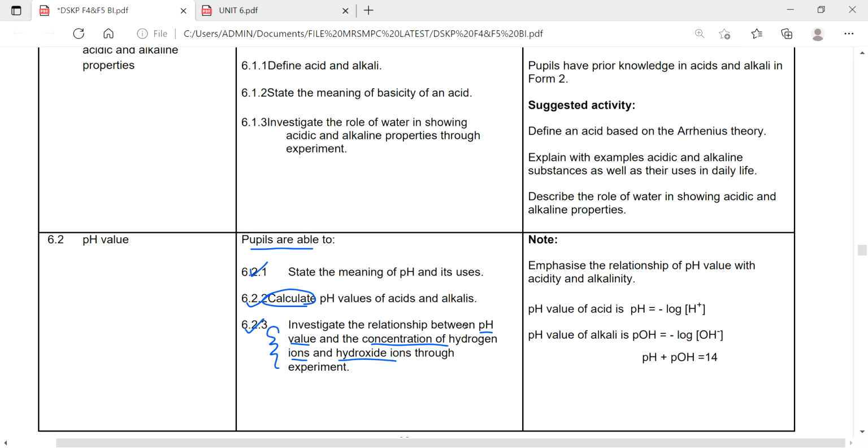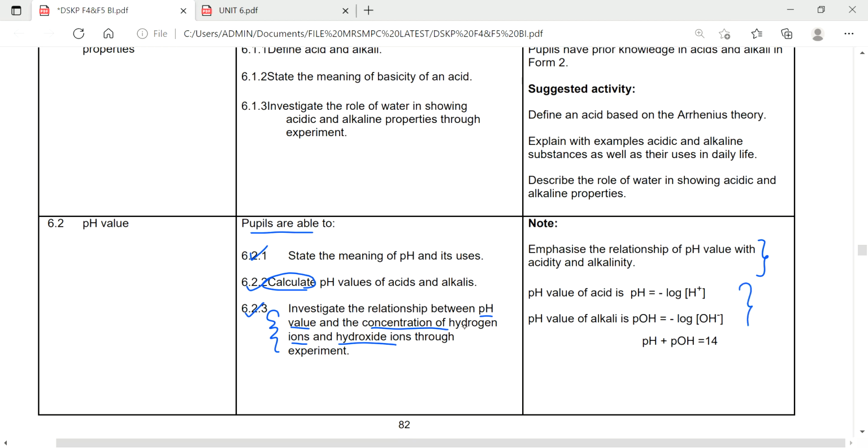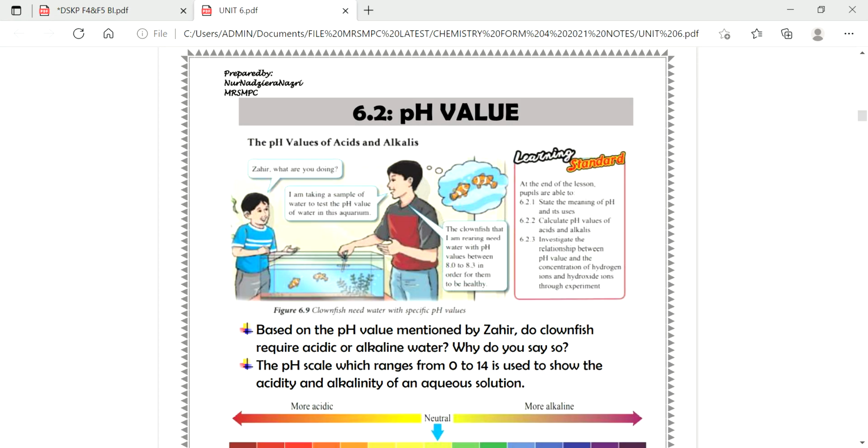Alright, first remark here: emphasize the relationship between pH value with acidity and alkalinity. And then for calculations, students should be able to calculate the pH value of an acid, which is pH equal to negative log of the concentration of hydrogen ions. Next is the pH value of an alkali, which is pOH equal to negative log of the concentration of hydroxide ions. And there is one more formula: pH plus pOH equals 14. Alright, so let's start this topic.